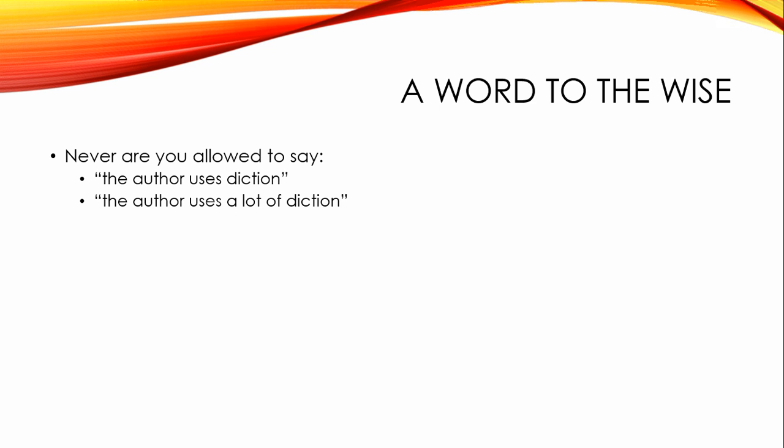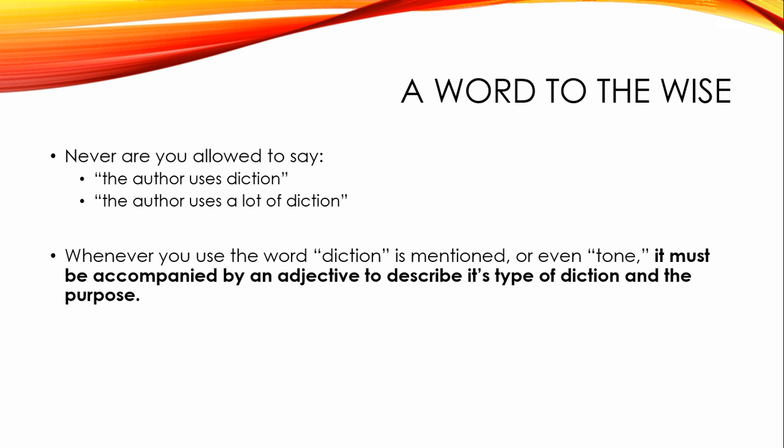And you are never allowed to say that the author uses a lot of diction, because then an author is just using a lot of words. Also, whenever you use the word diction or even tone, you have to accompany it with an adjective to describe its type of diction and its purpose. So you can't just say that the author uses diction. You have to say the author is using concrete diction or subjective diction, or the tone is depressing. Keep those really at bay.